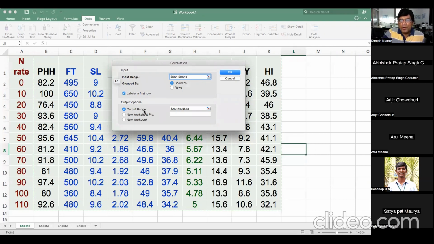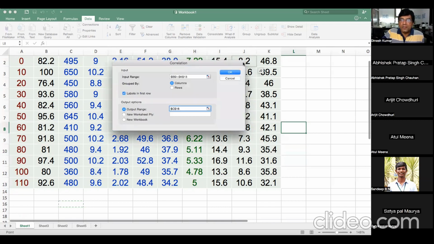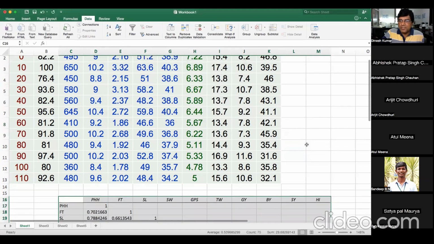Now comes the output range, where you want to put your results. So output range, minimize it, and just click anywhere here. Just make one click. One click is enough. So the results will come here. Now again maximize it, and then click OK. So you get your results.